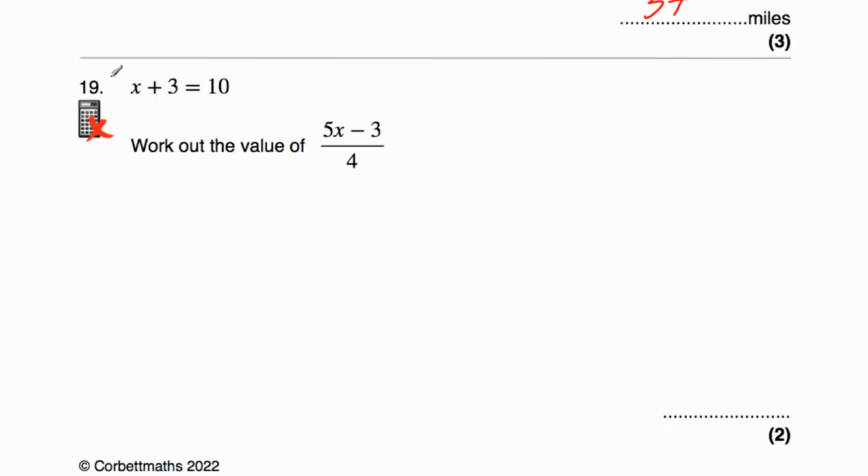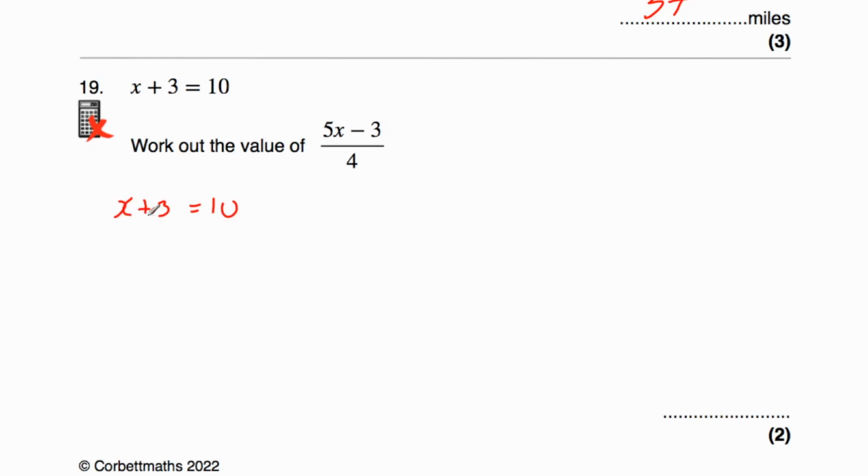Okay, question number 19. We've been given that x plus 3 is equal to 10, and we've been asked to work out the value of 5x minus 3 divided by 4. Well, if you have a look here, we've been given an equation. We've got x plus 3 is equal to 10. We can solve this and find x. Just looking at it, you might be able to see that x is equal to 7, because 7 plus 3 is equal to 10. Alternatively, you can solve the equation.